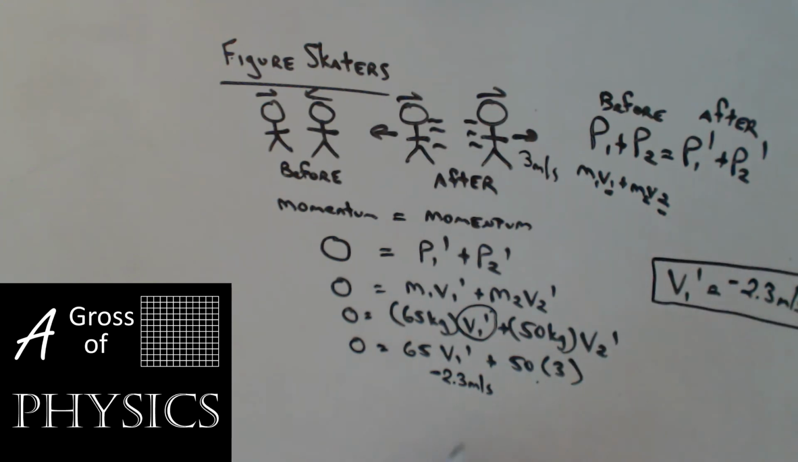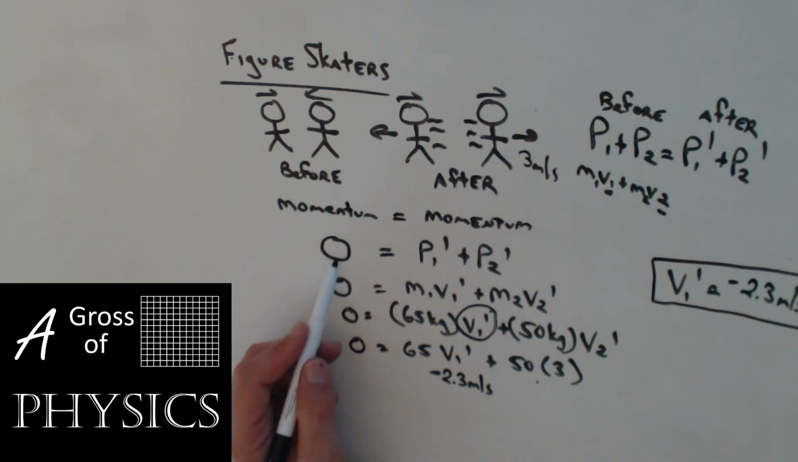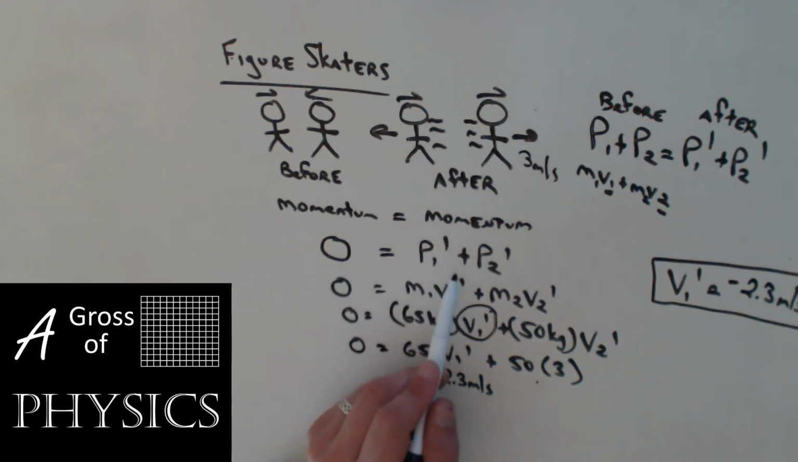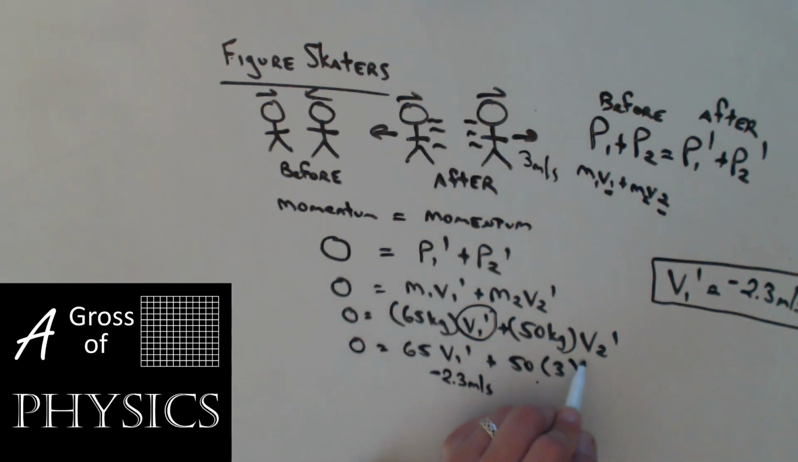Now keep this in mind. The total momentum before they collided was 0. The total momentum after they collide has to be 0. So 50 times 3 is 150.